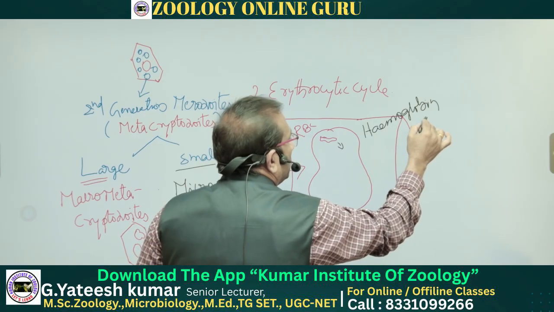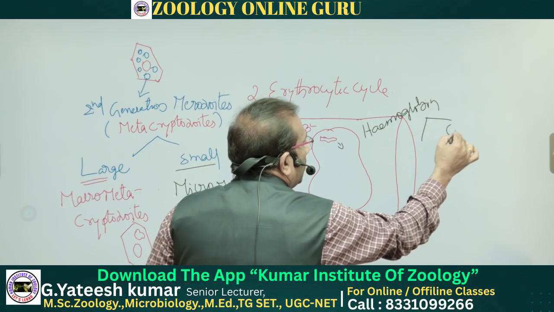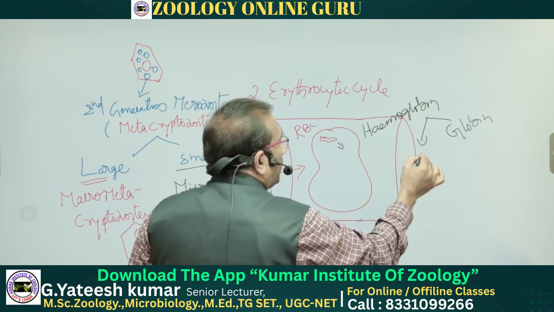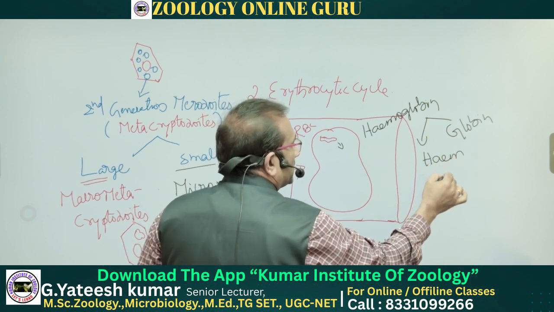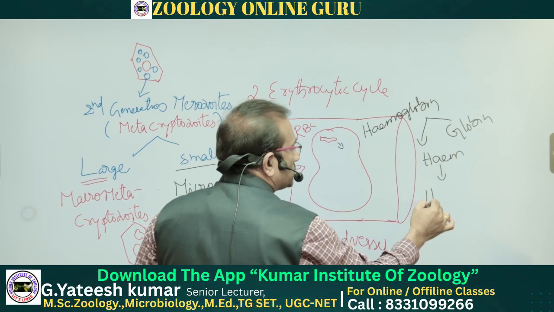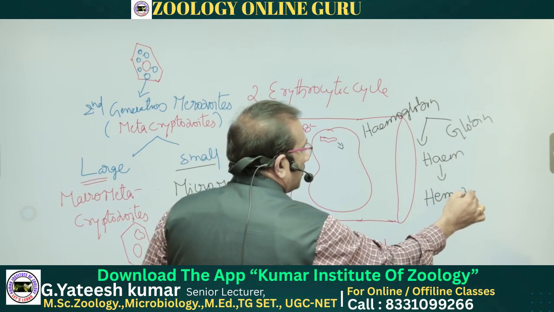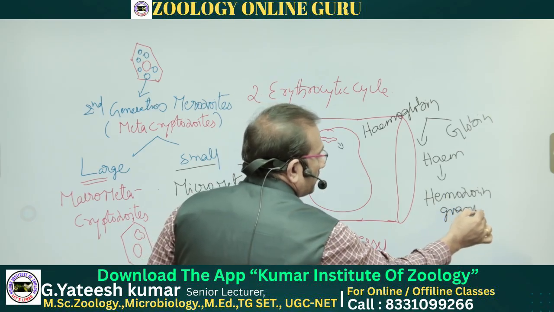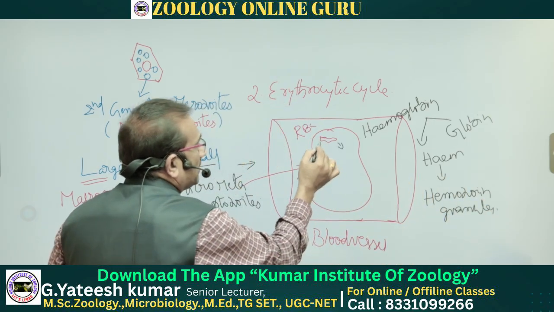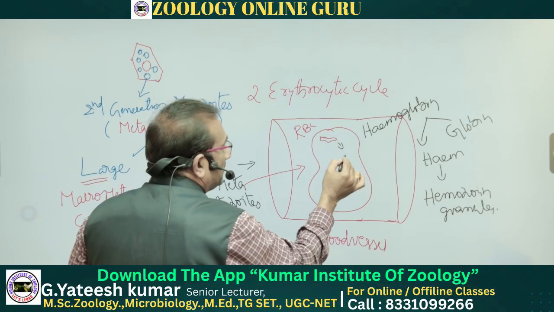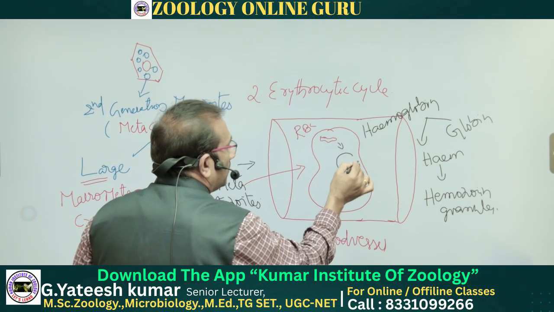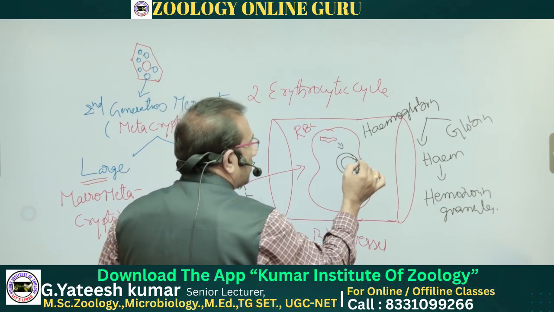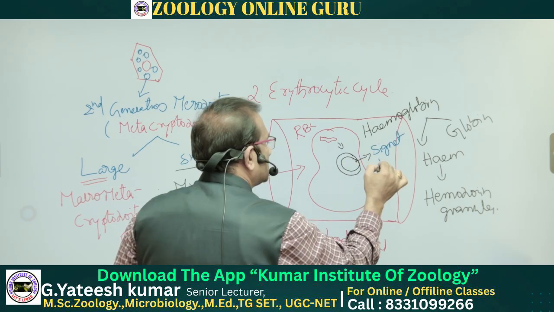In the hemoglobin, they eat globin, and whatever heme is present is converted into hemozoin granules. Then this micro metacryptozoite is converted into another stage that is called the signet ring stage.